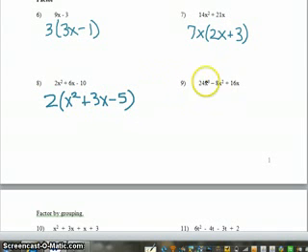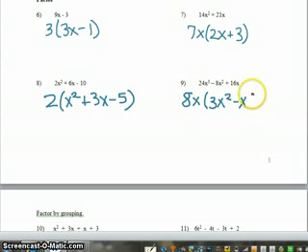Number 9, let's see. I can take an x out of each of those, and I can take an 8 out of each of those, so 8x is going outside. 24 divided by 8 is 3. X cubed divided by x is x squared. Minus 8 divided by 8 is 1. X squared divided by x is x. And then plus 16 divided by 8 is 2, and x divided by x is 1. So there's your answer.